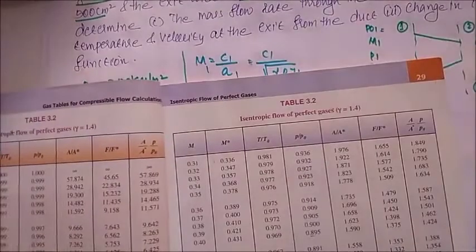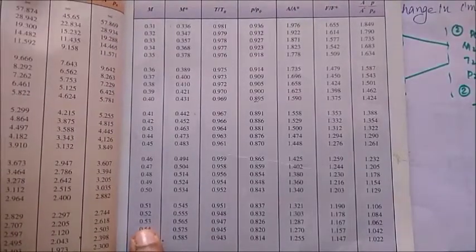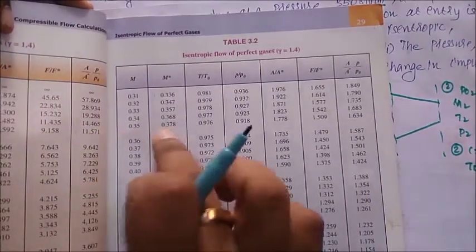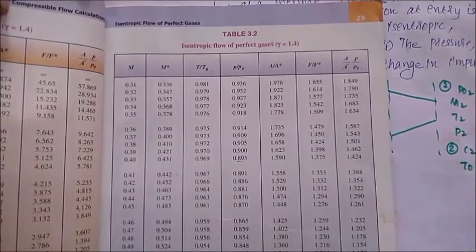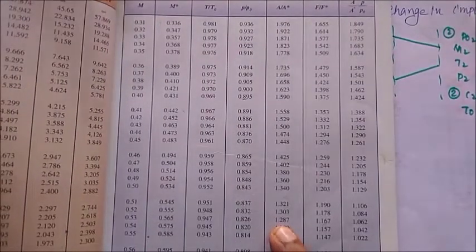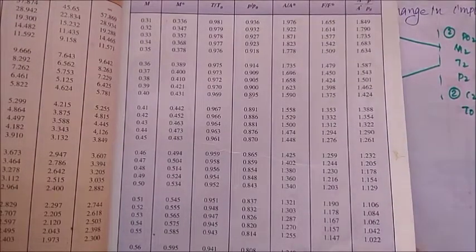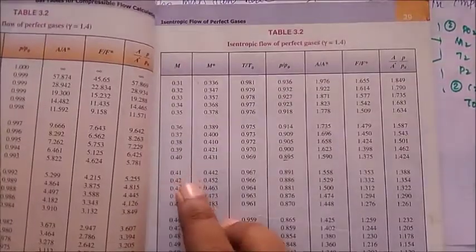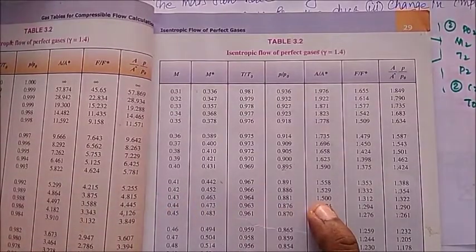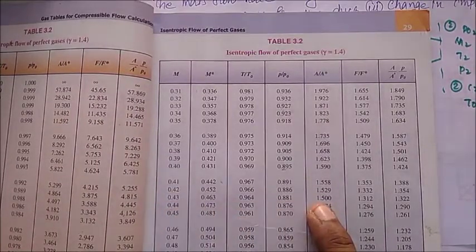Take the data book, page number 29, that is 0.53. Okay, 0.53 is the Mach number at the inlet. Therefore, we have to find out the value of A by A star. In the fifth column, for 0.53, A by A star is equal to 1.287. In the isentropic flow table, for M equal to 0.43, A by A star is equal to 1.5.